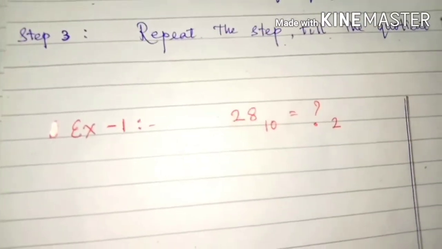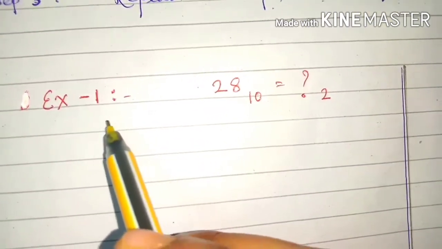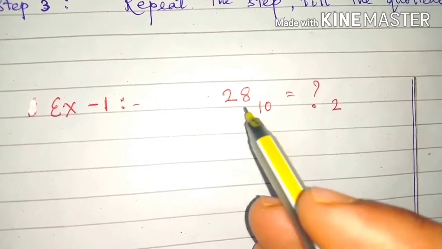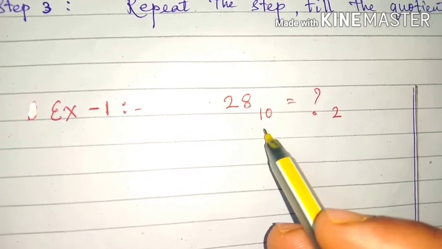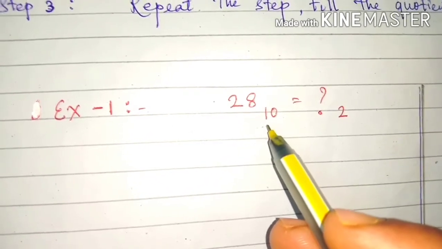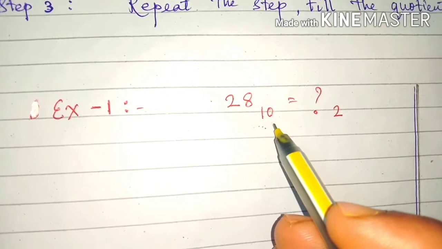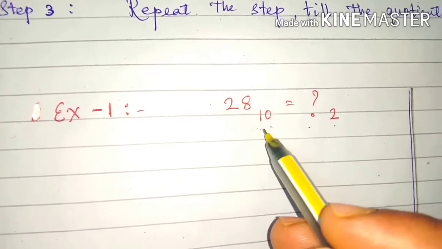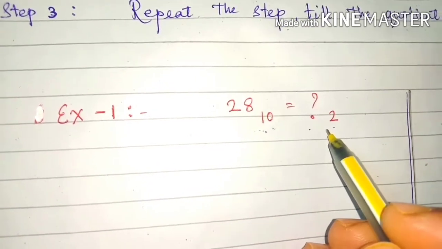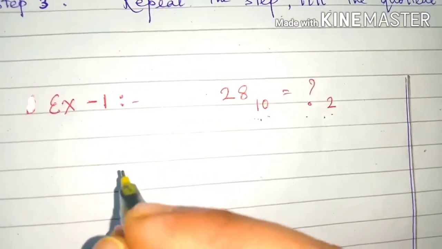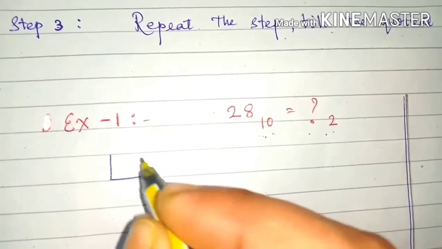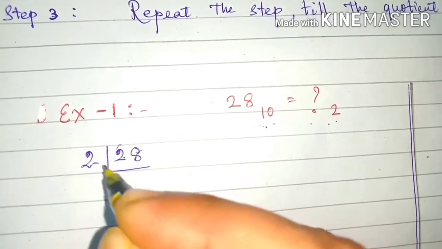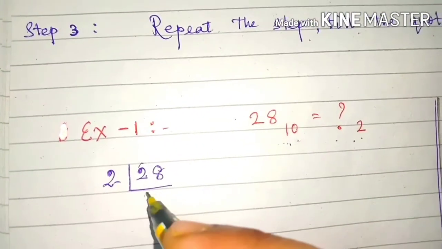See, I have taken one example for you. I have taken the number 28. It is a decimal number because the decimal base is 10, and we want to convert it into a binary number, from base 10 to base 2. See, how do we do that? First we write 28. We'll start dividing. What will be the result?